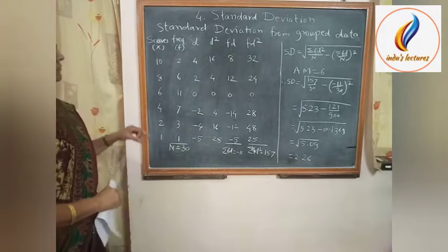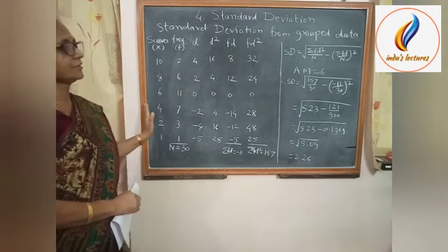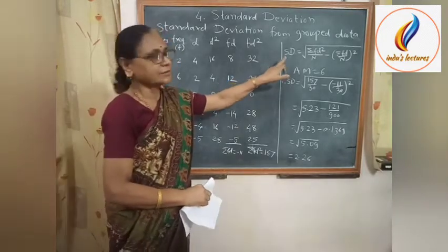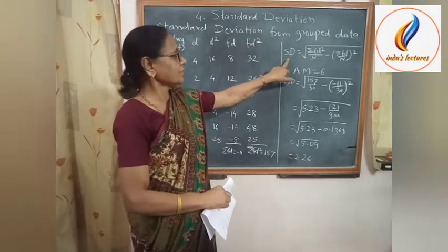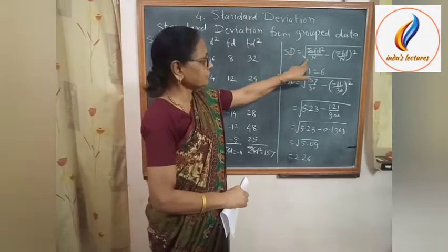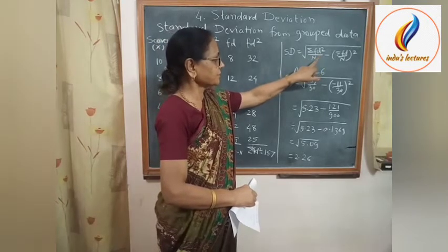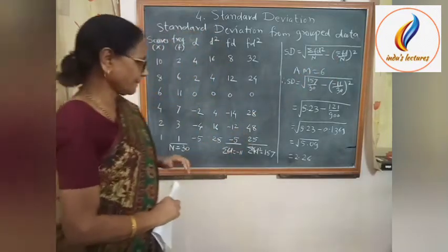2.26. That means when scores and their frequencies are given, then how to calculate standard deviation. In this case, standard deviation is calculated by the formula: standard deviation is equal to under root of summation fd square upon n minus summation fd upon n bracket square.